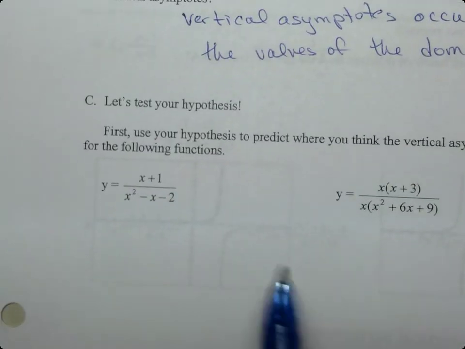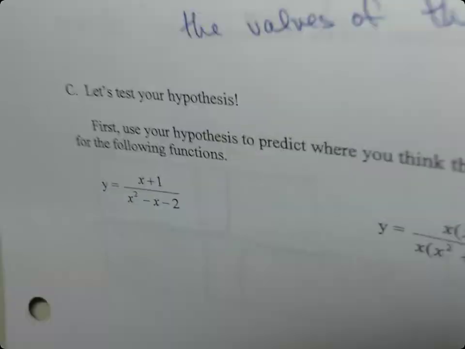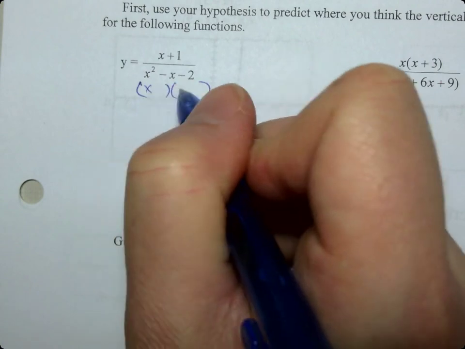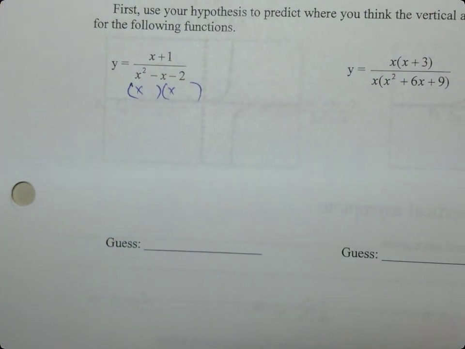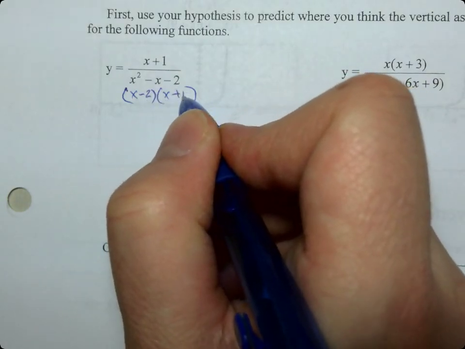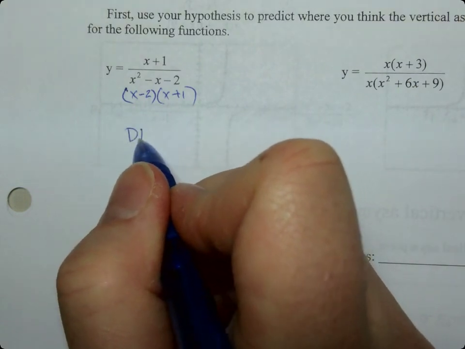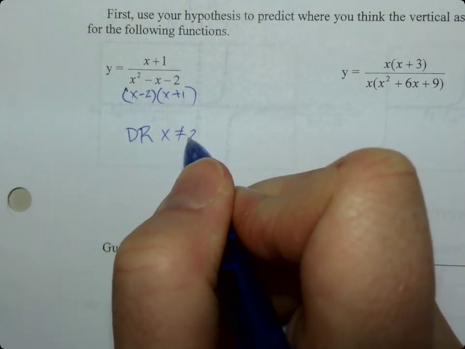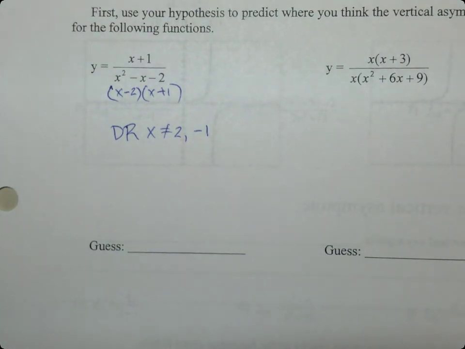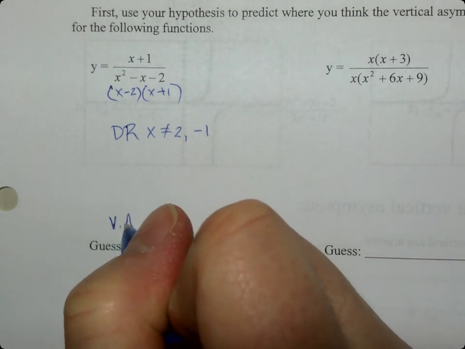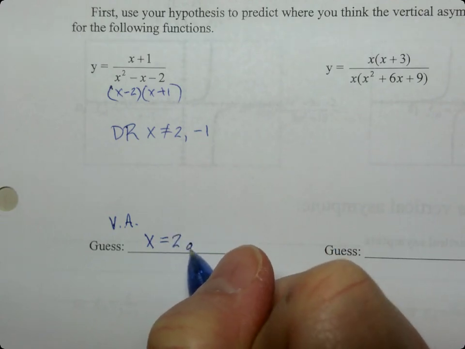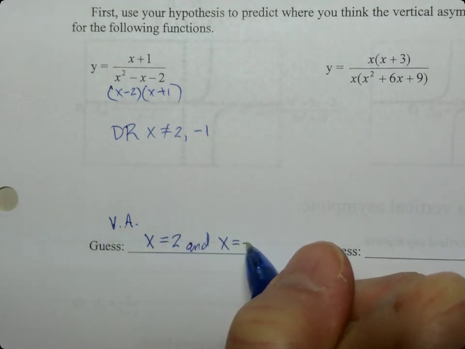So we are going to put our hypothesis to the test and look at these next two problems. So first one, I am not worried about the numerator. I'm worried about the denominator. So factor that denominator for me. Notice these aren't real tough factoring. X what? -2 and +1. So what would be my domain restrictions? X cannot be 2 or -1. So what is the guess for my asymptotes? And I'm going to use the term VA for vertical asymptotes a lot. My guess would be there's going to be one at x equals 2 and one at x equals -1.